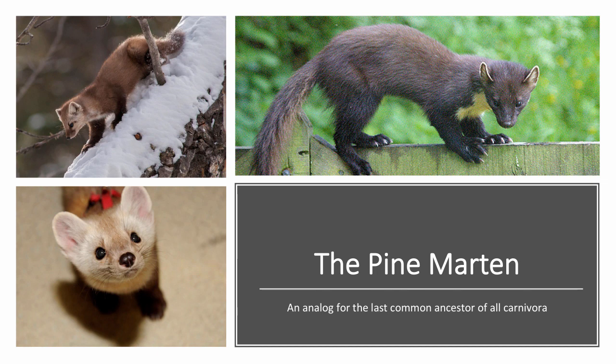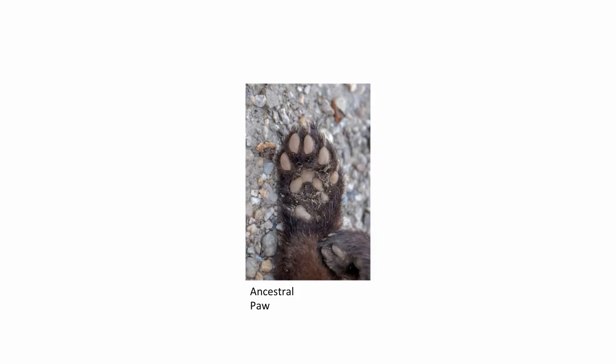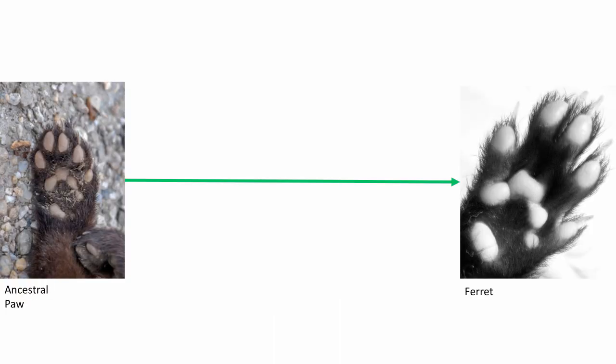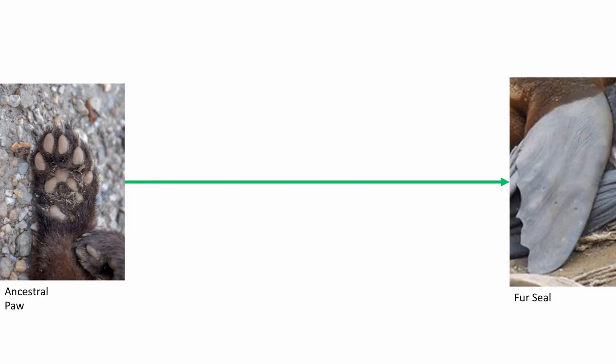So because the last common ancestor of Carnivora looked like this little guy, we can assume the ancestral paw of both seals and weasels looks similar to this. So it's easy to see how the ancestral paw can go from what we see on the left to what we see on the right. But it's harder to understand how an ancestral paw can give rise to a flipper.